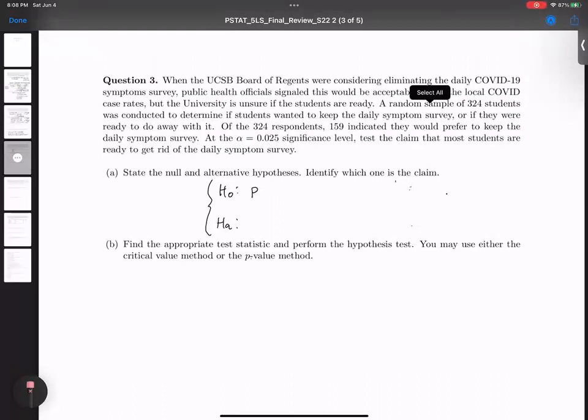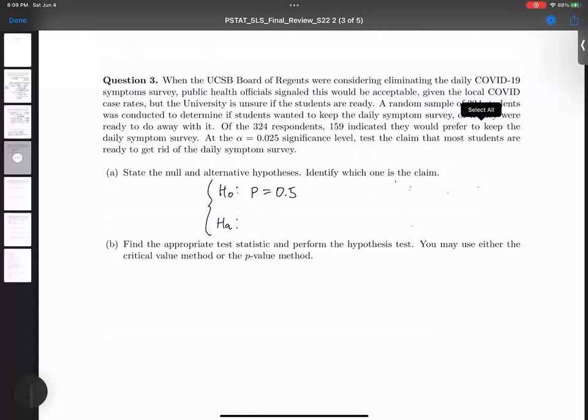So we'll say that P is equal to, well, let's actually read a little bit more carefully. Let's try to figure out what value should go here. So it says at the alpha equals 0.025 significance level, test the claim that most students are ready to get rid of the daily symptom survey. So most meaning more than 50%. So our null hypothesis is going to be 0.5, my bad.